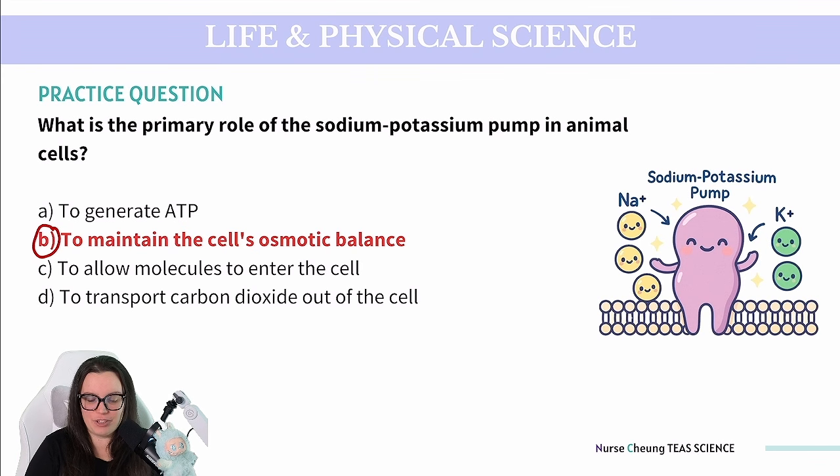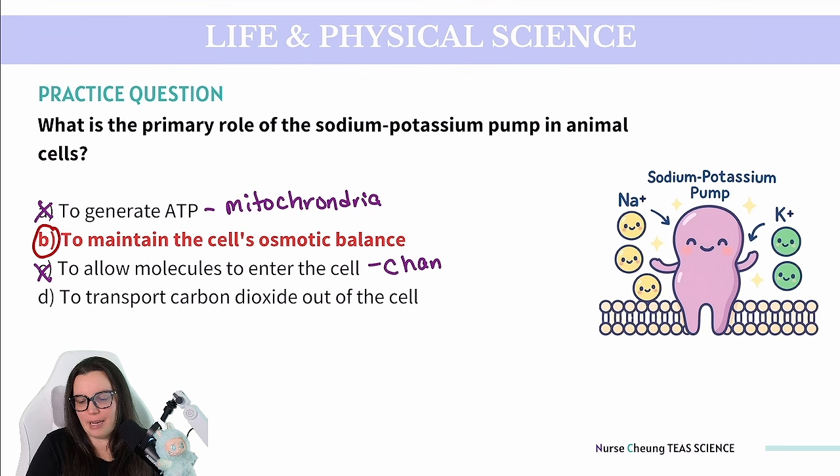Looking at other options, we have A, to generate ATP. We know that that's actually done in the mitochondria, and that's part of a process known as cellular respiration, not the sodium-potassium pump. Then we have C, it allows molecules to enter the cells. This would actually be done by some kind of channel, right? We have aquaporin channels to allow water into cells. We have protein channels to allow certain other kinds of ions to get inside the cells. We've got different kinds of channels in order to make this happen. This is not happening in the sodium-potassium pump.